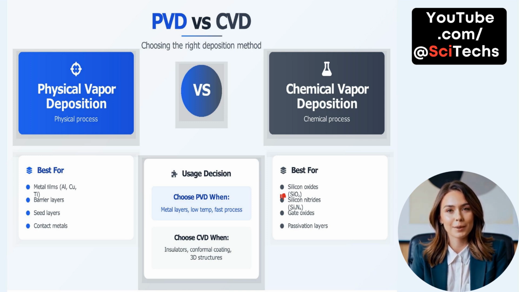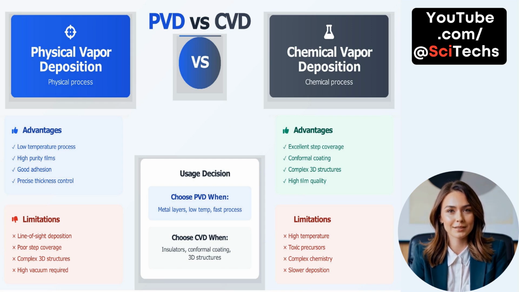Choose PVD when metal layers, low temperature, and speed are priorities. Opt for CVD when conformality and 3D structure coverage are needed, especially for insulating films. PVD versus CVD, advantages and limitations.